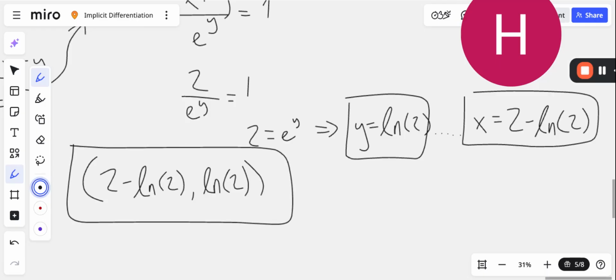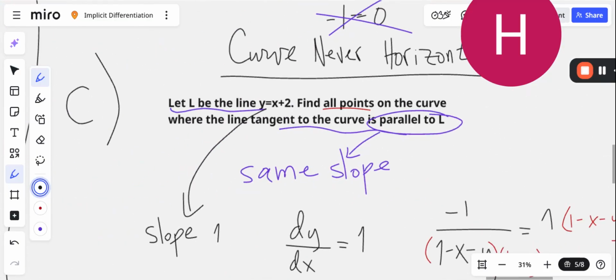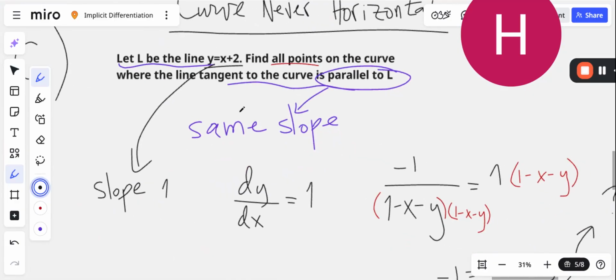Now that is a rather interesting result. That's the point on this original curve where the curve has a slope of 1, which means it is parallel to this line, which also has a slope of 1. And if you'd like, you can graph the tangent line at that point, and you can graph this y equals x plus 2 line, and you can see that they're parallel.